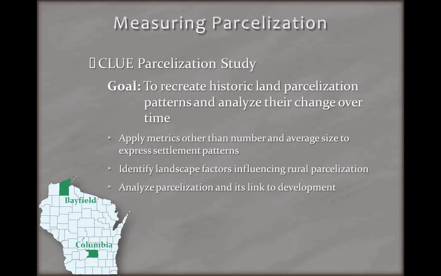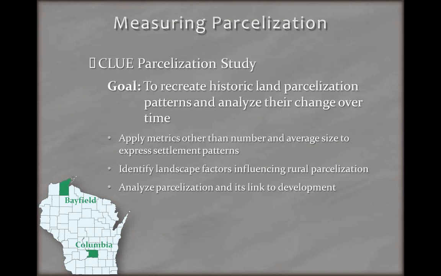So now I want to talk about how the Center for Land Use used GIS to study and analyze parcelization. We received a grant a few years ago to address this, and our goal was to take those paper records and come up with a historic digital spatial database of parcel patterns. So we recreated historic land parcelization patterns over time in two different communities in Wisconsin. One was in the northern forested region to understand some of the forest patterns going on, and the other was in the southern portion looking at farmland parcelization.